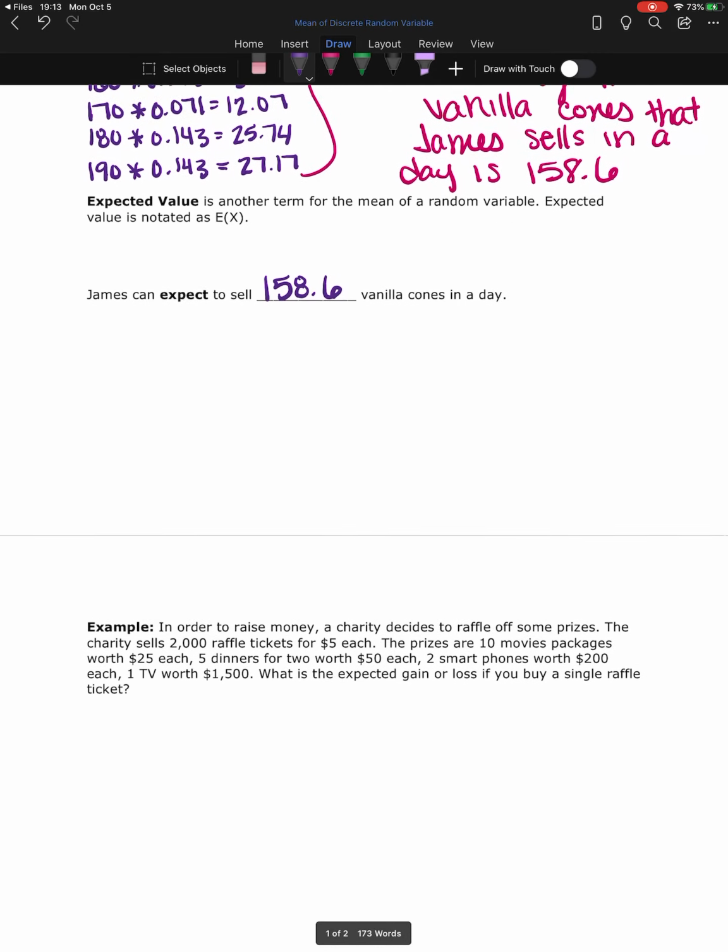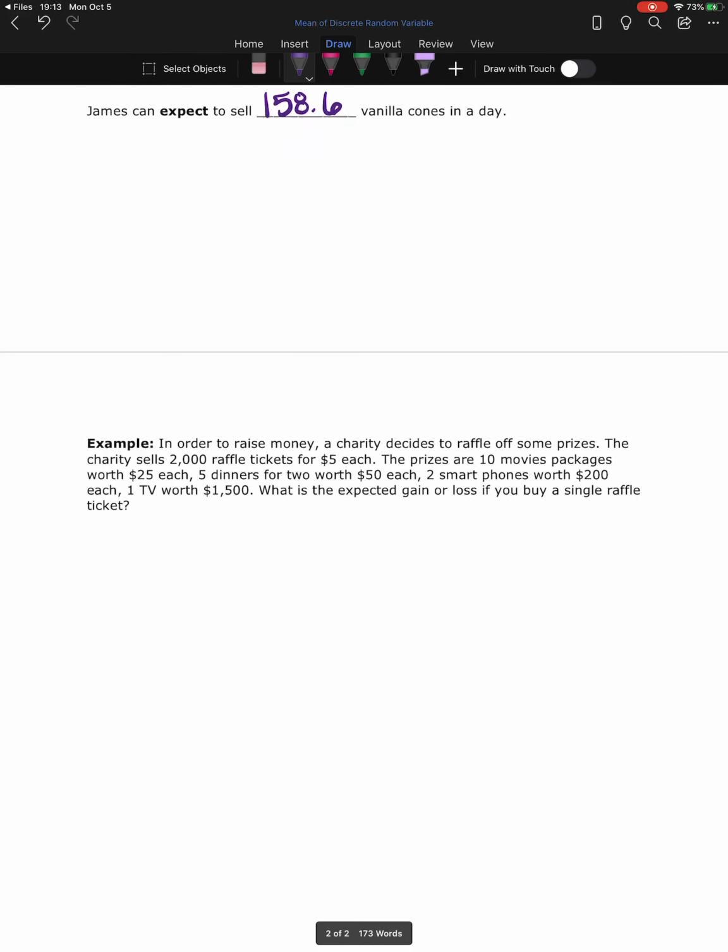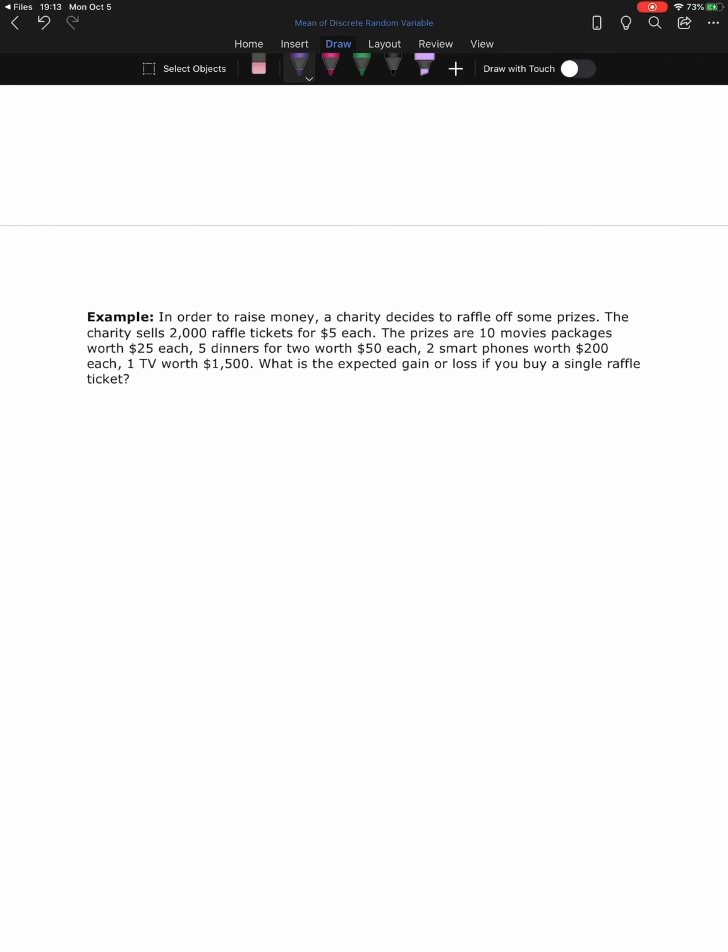Another way that expected value is useful is in problems like this next one. So this next example says, in order to raise money, a charity decides to raffle off some prizes. The charity sells 2,000 raffle tickets for $5 each. The prizes are 10 movie packages worth $25 each, 5 dinners for two worth $50 each, 2 smartphones worth $200 each, 1 TV worth $1,500. What is the expected gain or loss if you buy one single raffle ticket?